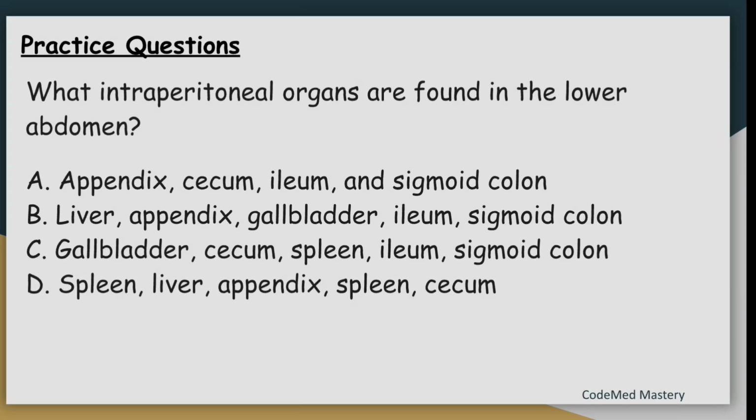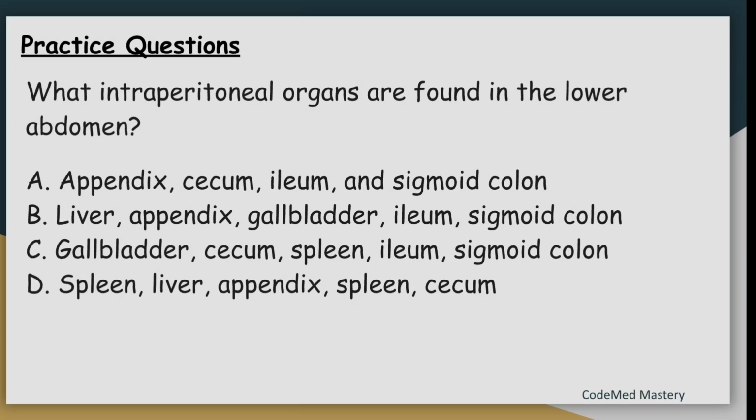What intraperitoneal organs are found in the lower abdomen? Option A, appendix, cecum, ileum and sigmoid colon. Option B, liver, appendix, gallbladder, ileum, sigmoid colon. Option C, gallbladder, cecum, spleen, ileum, sigmoid colon. Option D, spleen, liver, appendix and cecum.